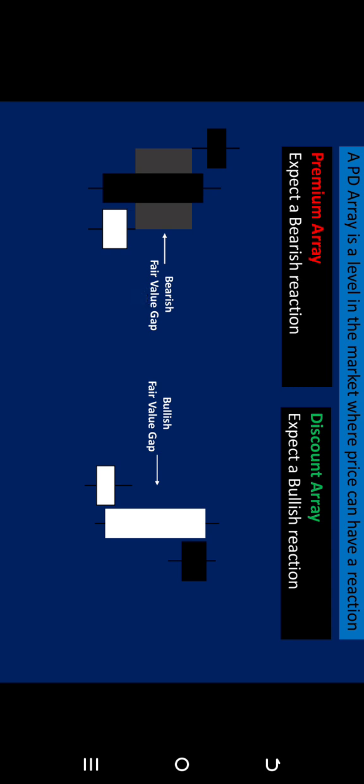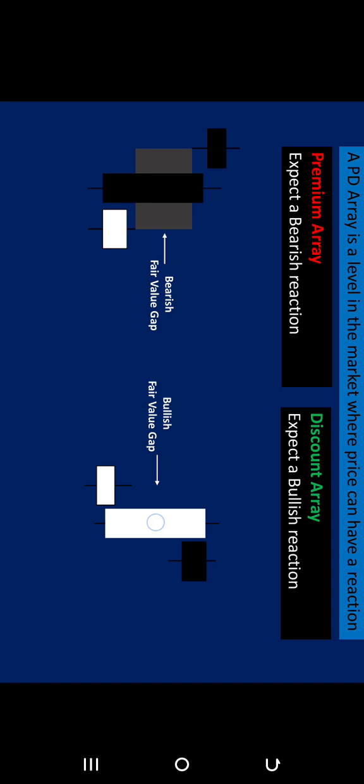Don't be distracted. Okay. Now, this is a bullish fair value gap. Can you see it? A bullish fair value gap. When price is heading upward, when price is buying, or when bulls are in control of the market, when price is pushing upward, it creates a gap.